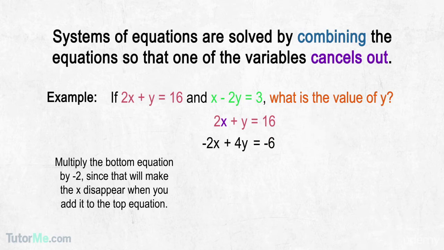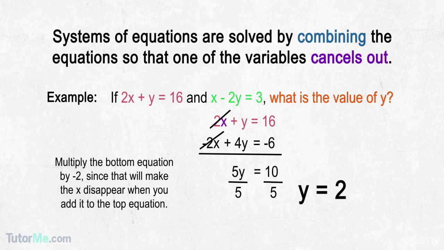Now we can add the equations together. As discussed, the x's now cross off. y plus 4y equals 5y, and 16 plus -6 equals 10. Now simply divide each side by 5, and we have y equals 2.